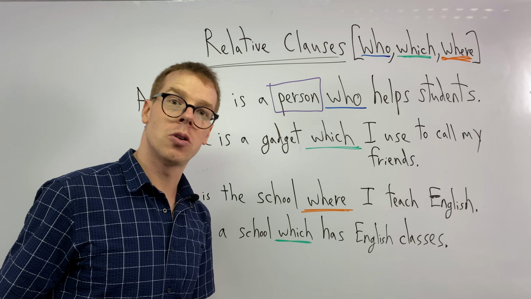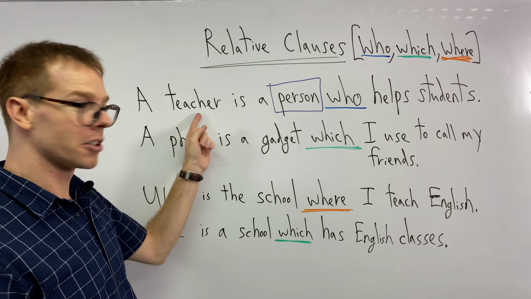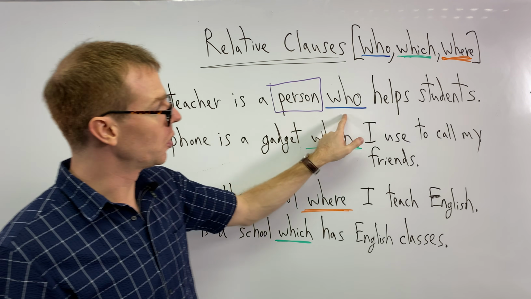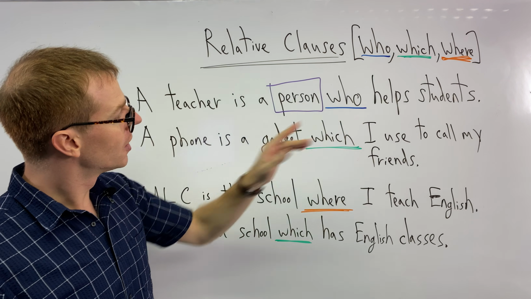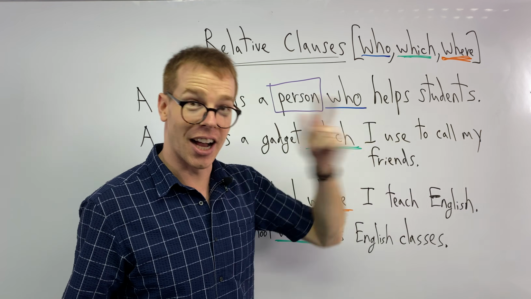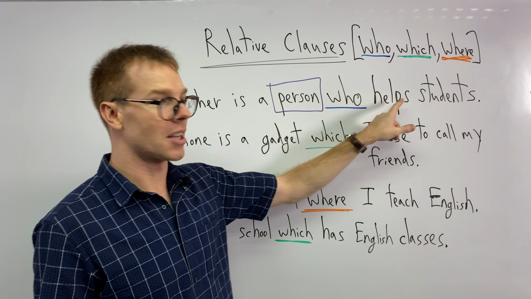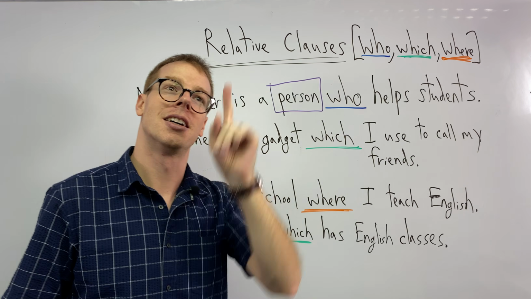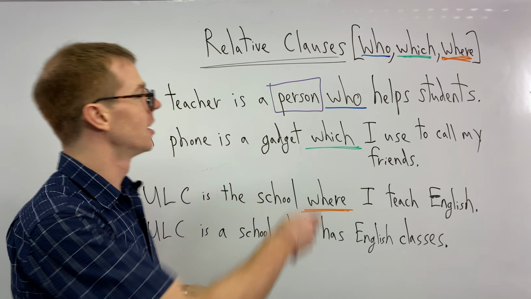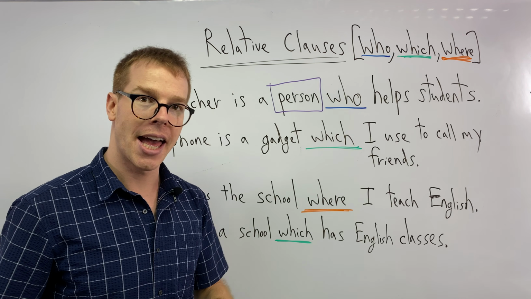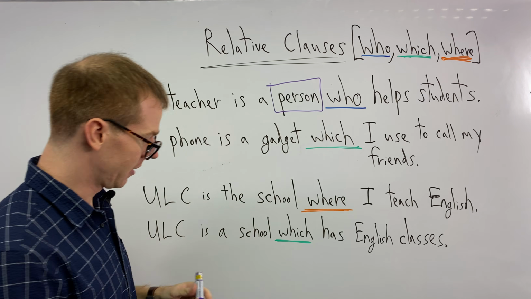How about a person who helps sick people? What job? A doctor is a person who helps sick people. Or if I say, who studies English? A student is a person who studies English, right? We're like person, a student, person who does this. Teacher, person who does this, right? That's our who.